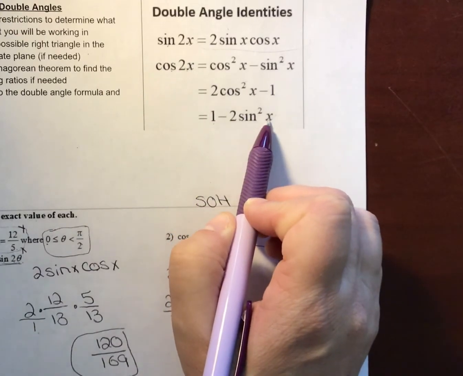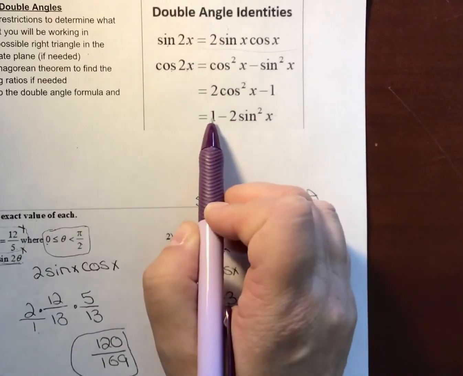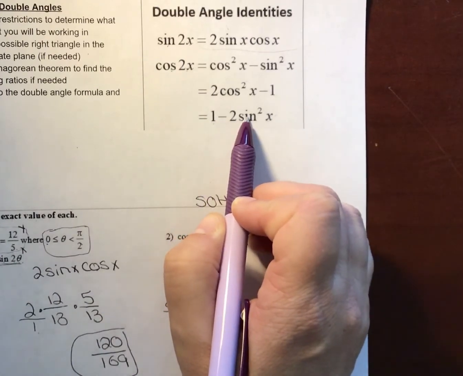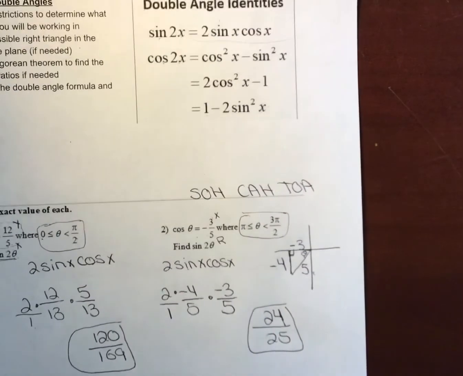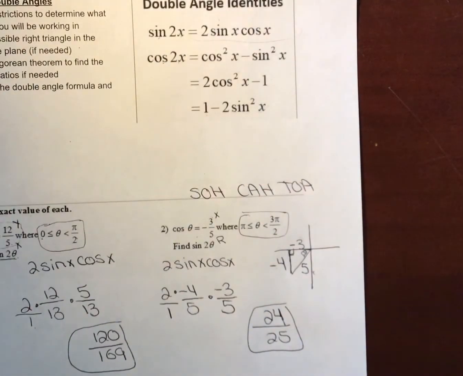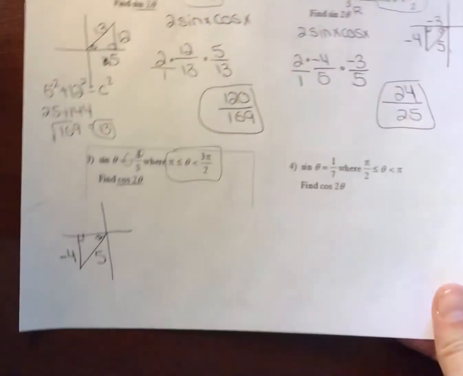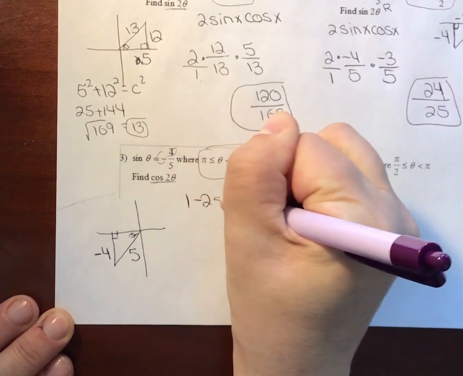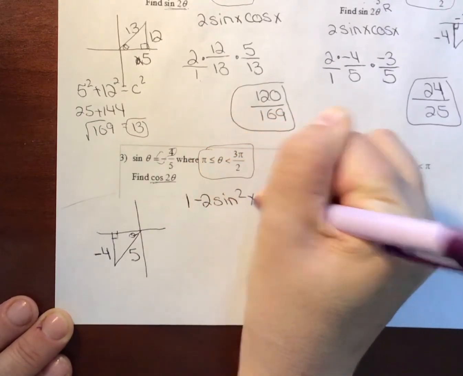I actually don't have to do any Pythagorean theorem. All I have to do is 1 minus 2. I'm going to put my sine ratio in there, and I'm just going to square it. Okay? So for cosine ones, go straight to the formulas, okay? And most of the time you won't have to do Pythagorean theorem. So that's the one I'm going to use for cosine. 1 minus 2 sine squared x.